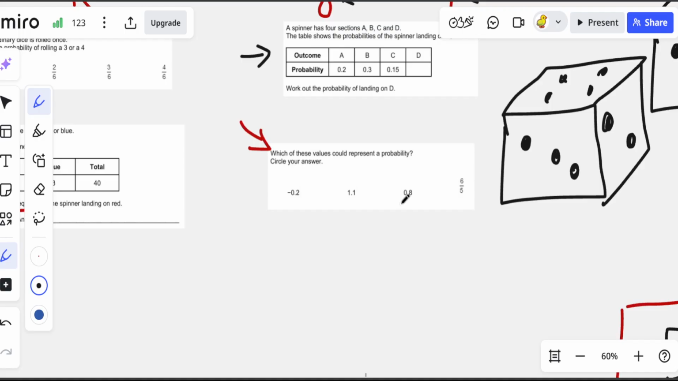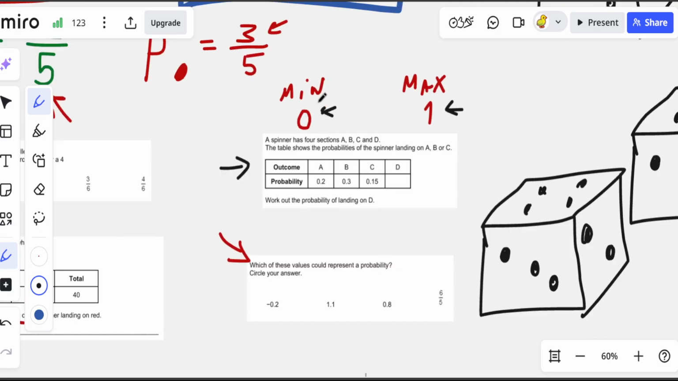All right, and the last one, which of these values could represent a probability? So in here, the thing is that for probability, the minimum is 0 and the maximum is 1. So the probability can be only in this range from 0 to 1.